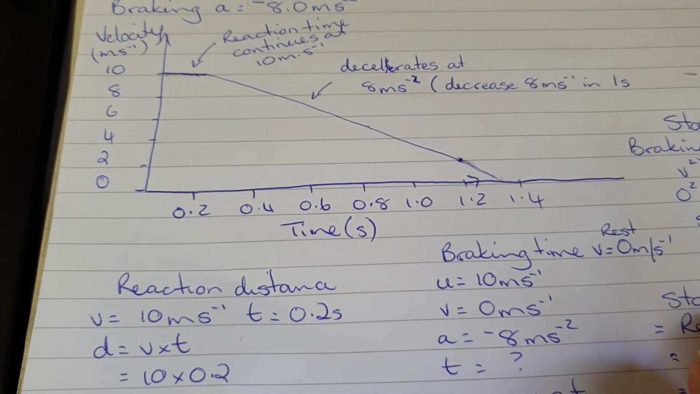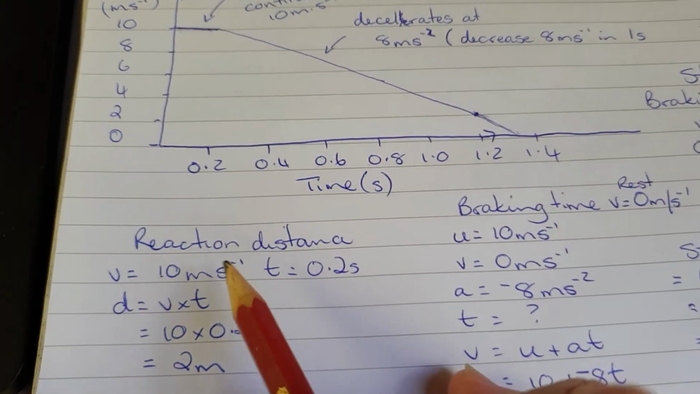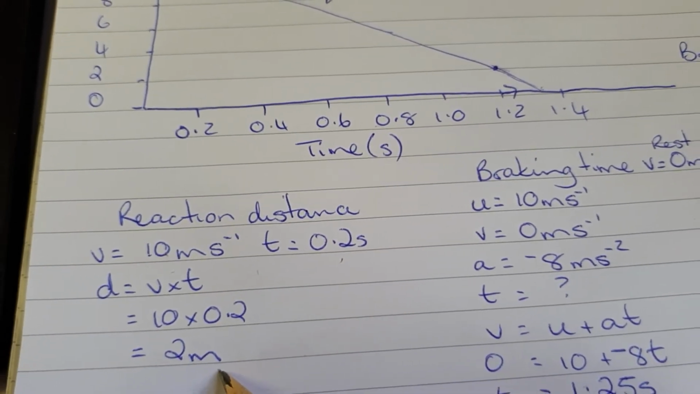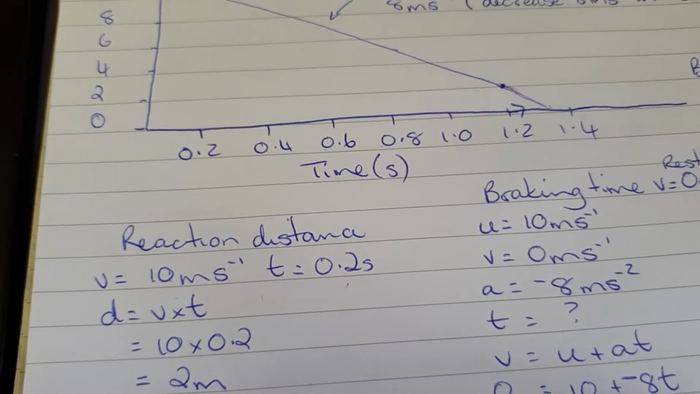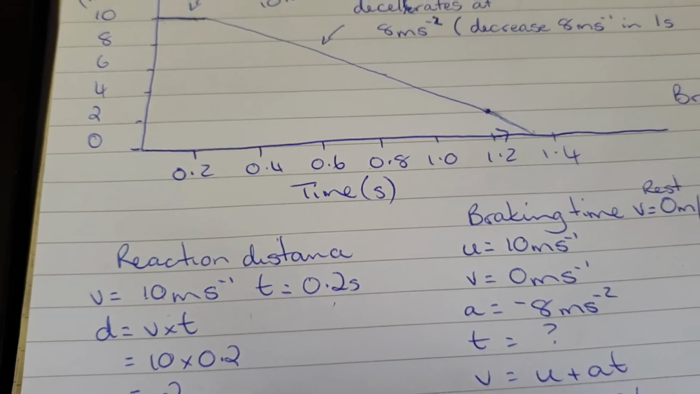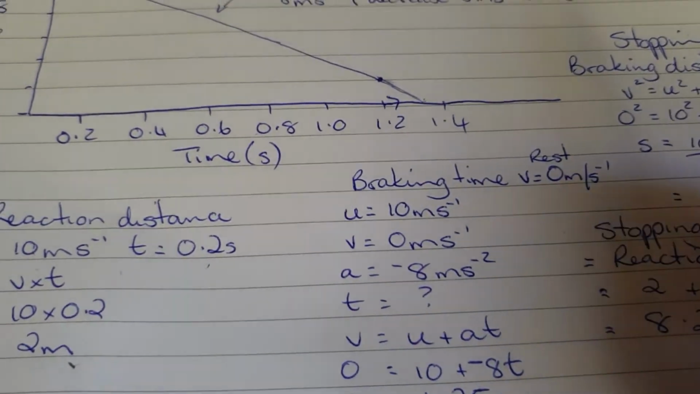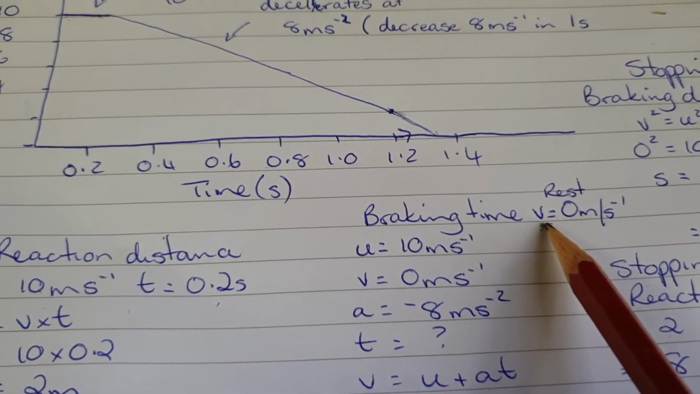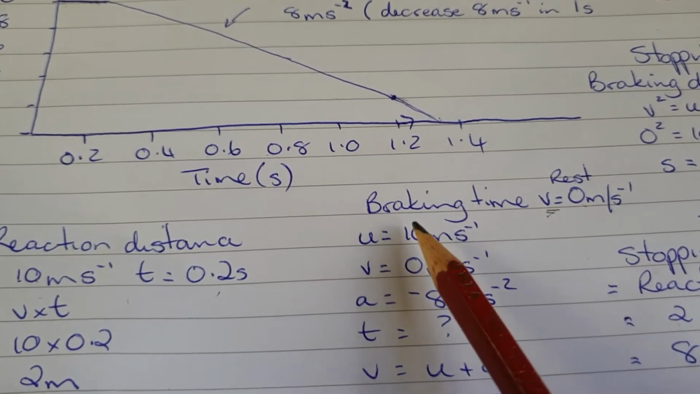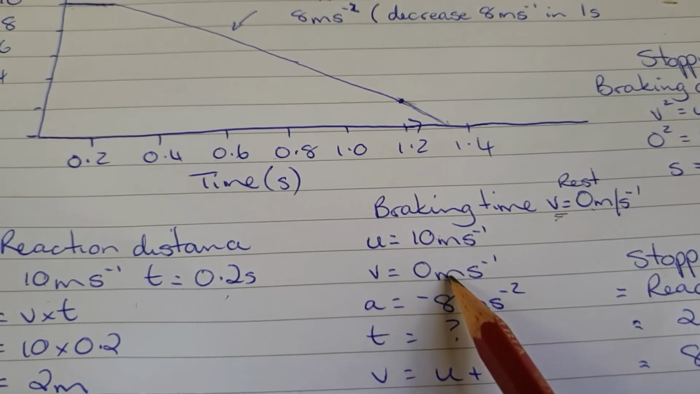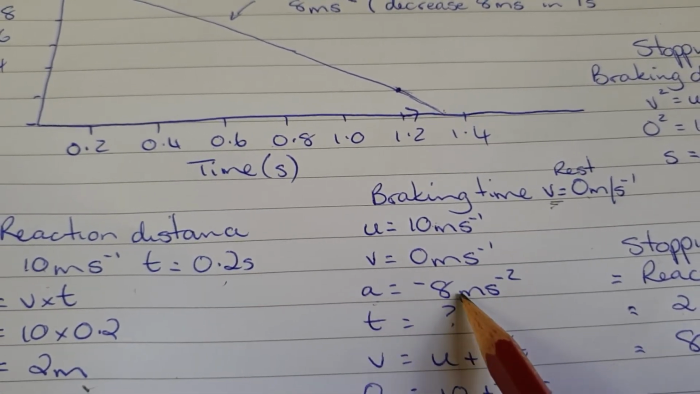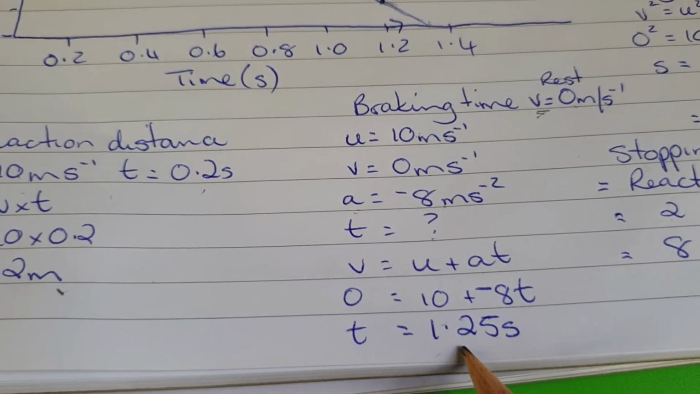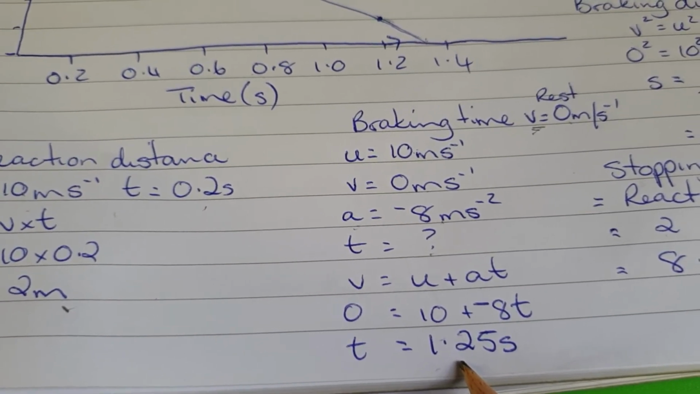Calculate how far the car travels before he applies the brake. Well, that's just going to be 10 meters a second for 0.2 seconds. So he's going to go 2 meters. Determine the time taken to come to a stop, his braking time. Now, come to a stop, that means that here, v, his final velocity is 0. He's starting at 10, 10, 0. Acceleration we know is -8, and we want the time. I'm going to use that formula there to find that the time is 1.25 seconds.